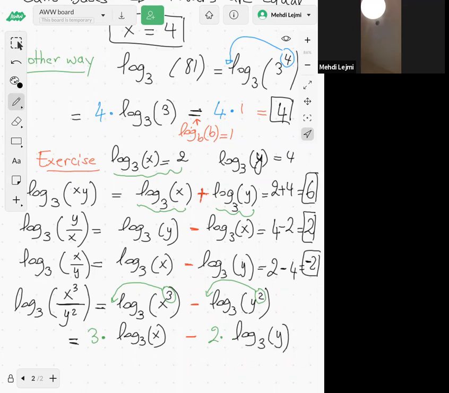You see, guys, first you have a division, so then you have subtraction, and then you can put down the powers in front of the logs. So this is actually 3 times log in base 3 of x, that's 2, minus 2 times log in base 3 of y, that's equal to 4. So that's 6 minus 8, and the answer is negative 2. Okay.